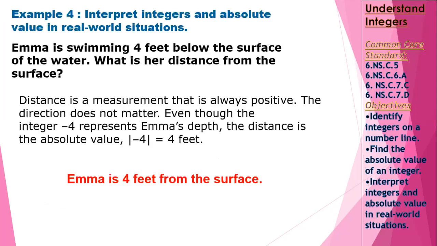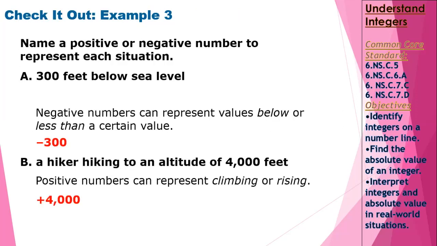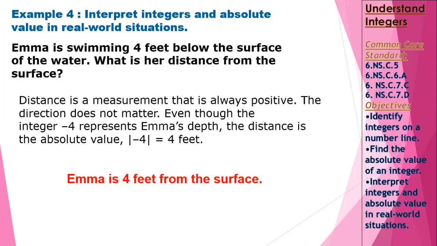Okay. Let's move to the problem solving. So, Ima is swimming 4 feet below the surface of the water. What is her distance from the surface? Here, do you remember the strategy? We have to underline the information. The most important information here is 4 feet below the surface, right? 4 feet below the surface means negative 4. Is that right?